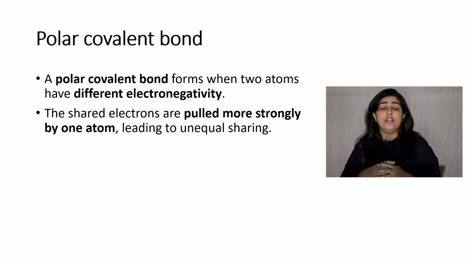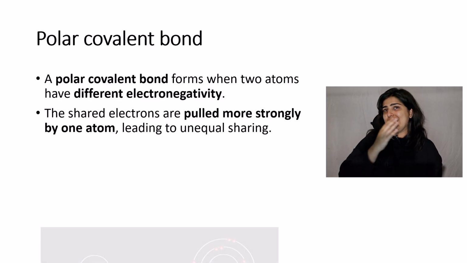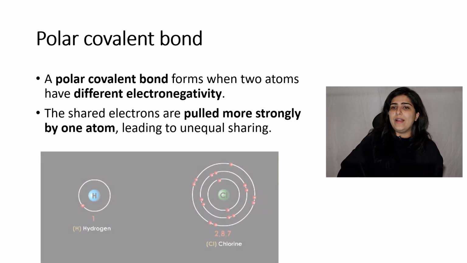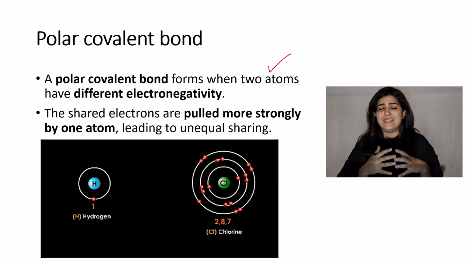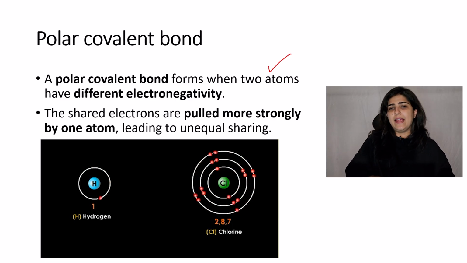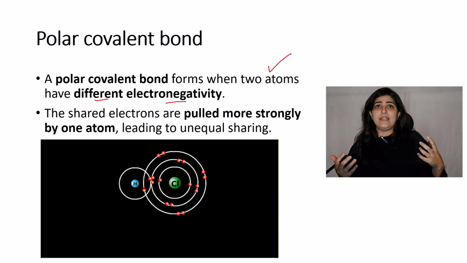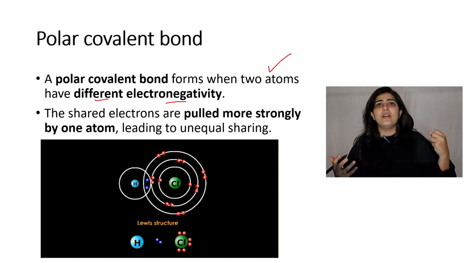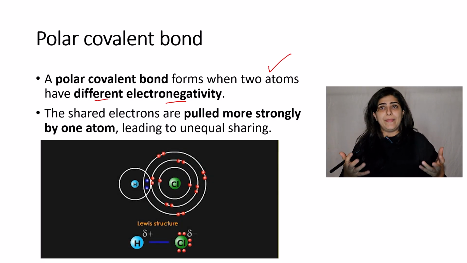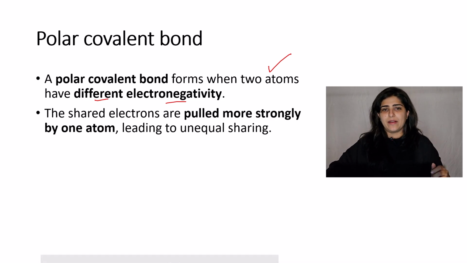Now let's elaborate on the polar covalent bond. Think of it like the opposite of the previous one, where the two atoms are not sharing the electrons equally. So there's unequal sharing. And the reason behind this, you may have guessed it right, is that they have different electronegativities. Okay, so let's say one is more electronegative than the other. And of course, it will be able to pull electrons more towards itself, which happens in a polar covalent bond, right? And that leads to the unequal sharing.